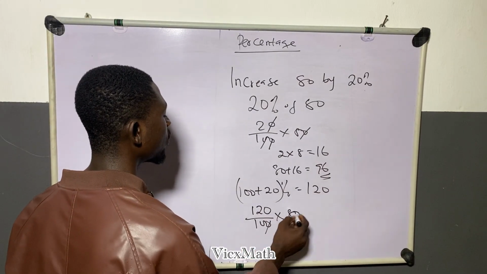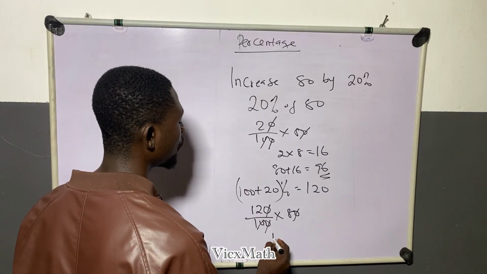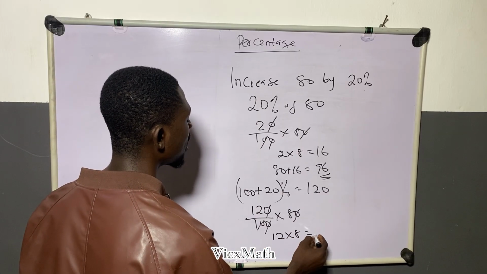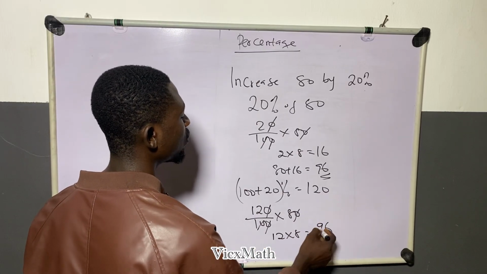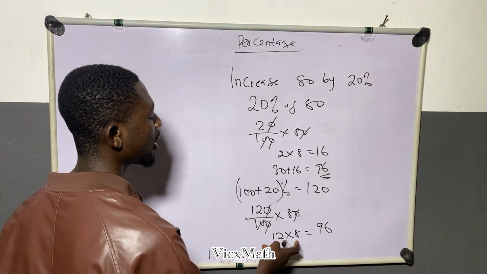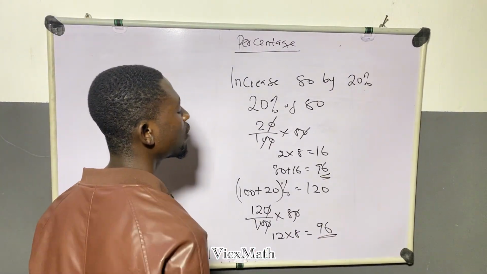80. 0 here cancels 0. So we have 12 times 8. 12 times 8 is 96, which you know. How do I get 96? 8 times 2 is 16, write 6 and carry 1. 8 times 1 is 8, plus 1 is 9. So 96 is the answer.